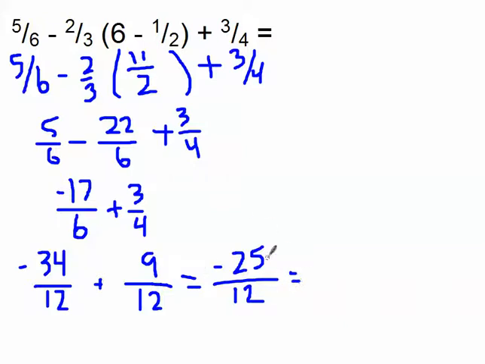Now taking this improper fraction and turn it into a mixed number. 12 goes into 25 2 times. There is 1 out of 12 left over.